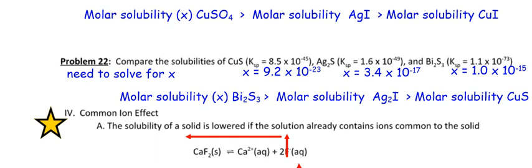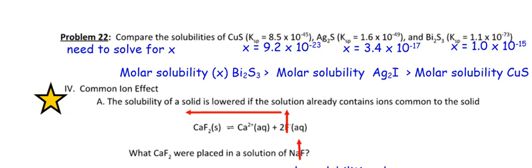So the example is, what if calcium fluoride were going to be placed in a solution of sodium fluoride? So what is my common ion? Fluoride. That means I'm going to have more fluoride ions. It increases, so it's going to shift to the left. So if it's going to shift to the left, what's going to happen to our x value? Both of these values are going to go down, aren't they? So the solubility goes down, and you're going to make more solid.